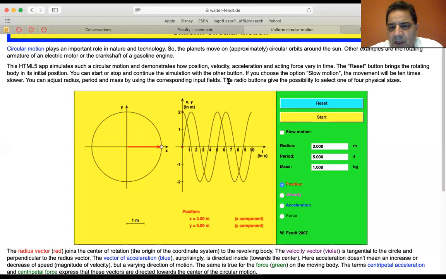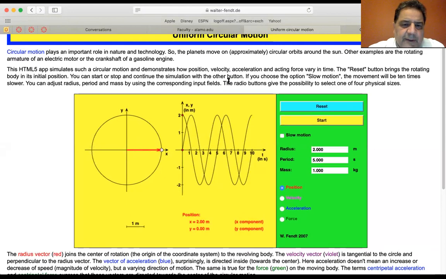Okay, we are at section 15.4, comparing simple harmonic motion with uniform circular motion. And before I get into the PowerPoint lecture, I'm going to share another Walter Fendt animation. And let's just get it started.